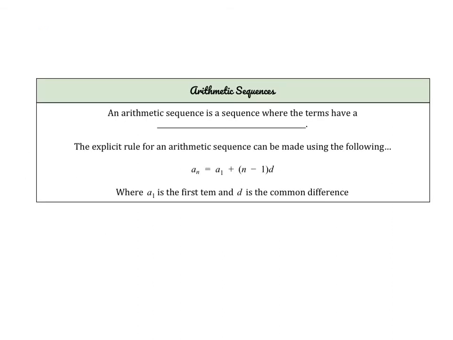So now that we know how to interpret and use a sequence, we're going to talk about a specific type of sequence, which is an arithmetic sequence. An arithmetic sequence is a sequence where the terms have a common difference. This is just a fancy way of saying that we essentially add or subtract the same number to get to the next term. They have a common difference.